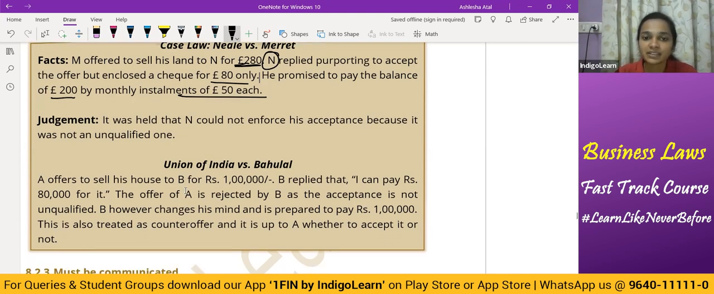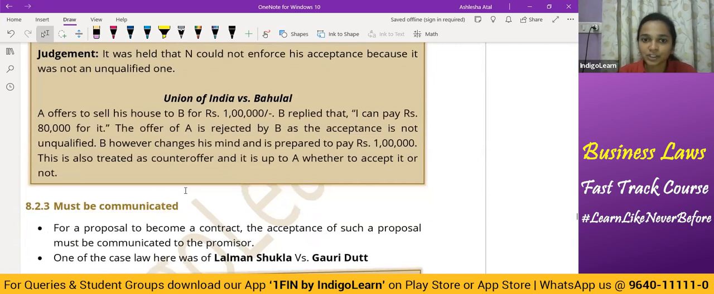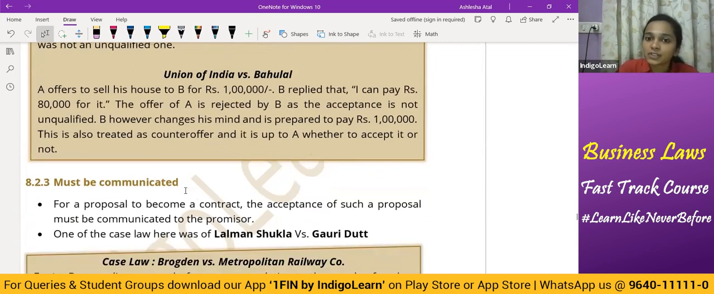There's a similar thing which happened in the case of Union of India versus Bahulal. There was a counter offer which was made. However, later on the person changes his mind and says, okay, fine, I agree to purchase this at the original price only. But this type of offer is a counter offer which makes the original offer lapse.